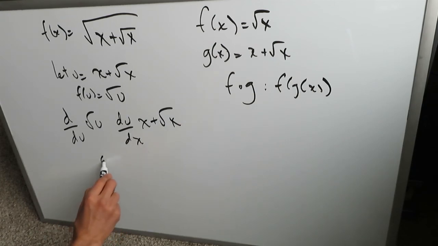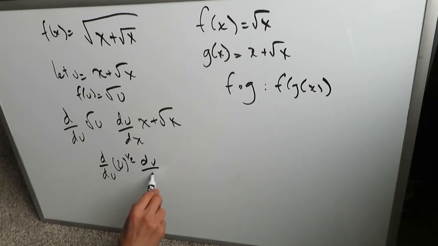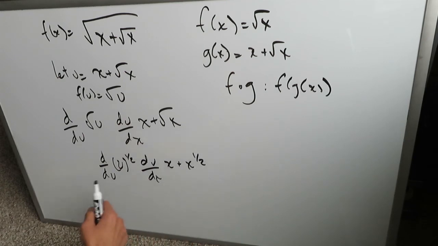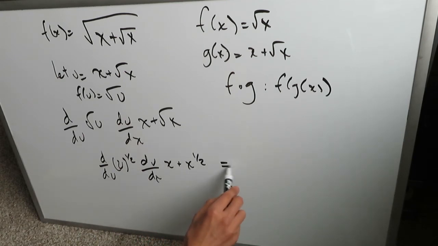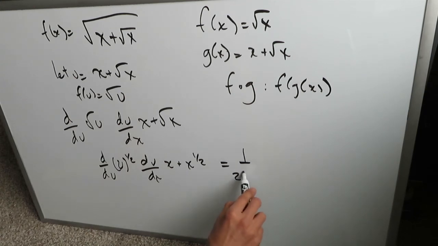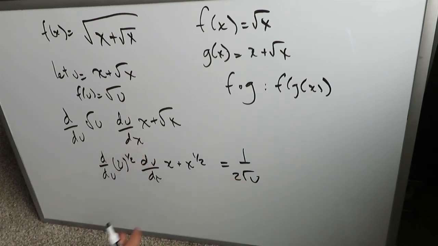We can rewrite everything in a very friendly format, u to the power of 1/2, and then we can do du/dx, x plus x to the power 1/2, and everything can be easily finished over here. When you find the derivative of this, you get 1 over 2 root u, because this 1/2 is going to multiply with the coefficient over here, and the 1/2 will be reduced by 1, you'll get 1 over 2 root u, and you can calculate that yourself.